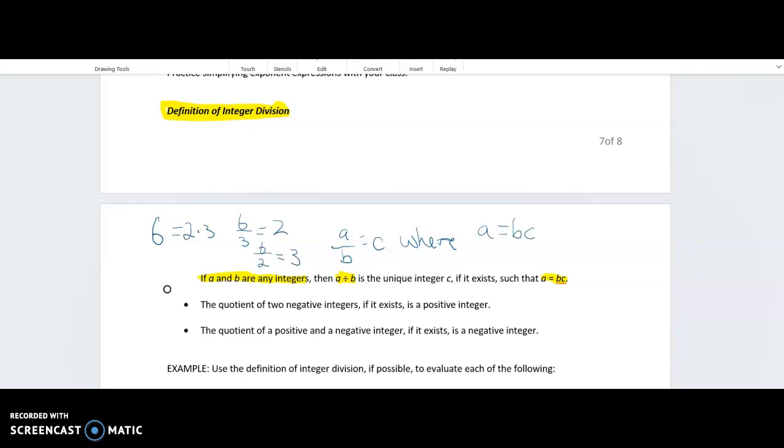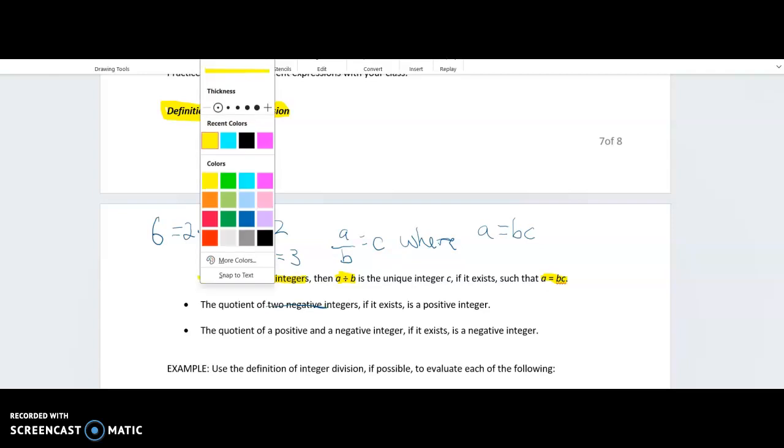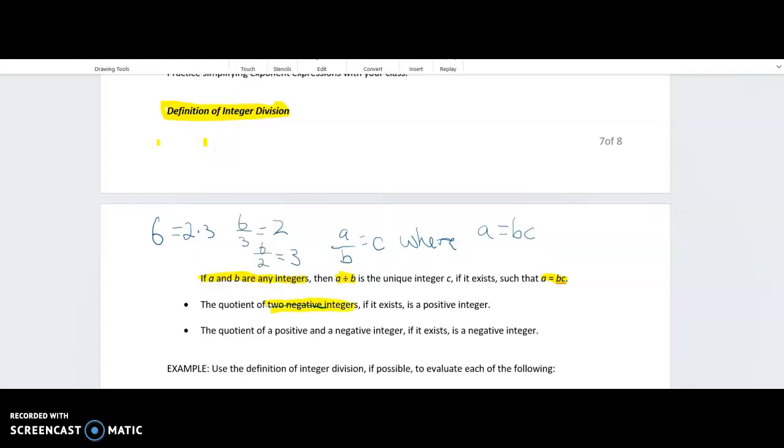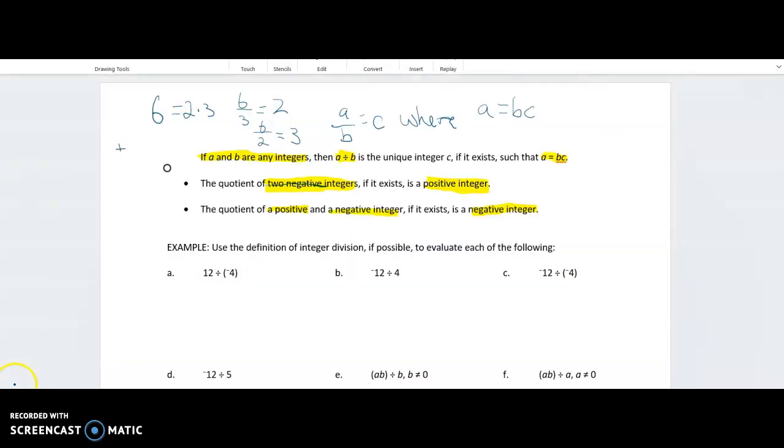If we divide two negative numbers, we'll get a positive result. But if we divide a positive and a negative, then our answer will be negative, much like we had for multiplication. In summary, if I take a positive and divide it by a positive, I'll get a positive result. A positive divided by a negative, I'll get a negative result. A negative divided by a positive, I'll get a negative result. And if I divide two negative numbers, I'll get a positive.